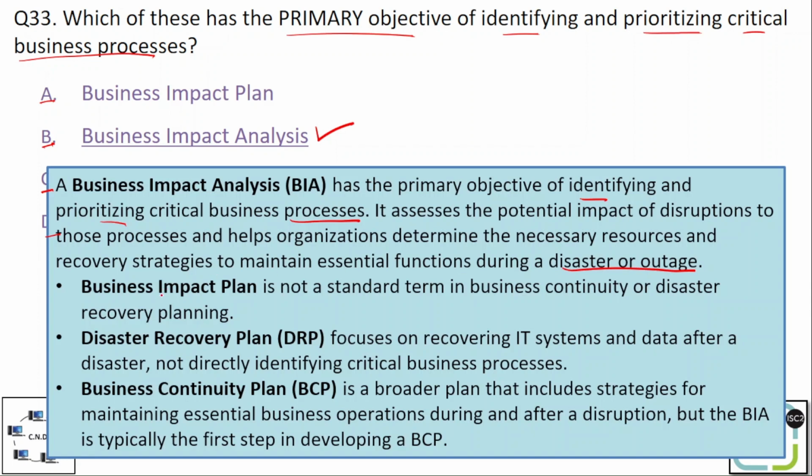While the other options, such as business impact plan, is not a standard term in business continuity or disaster recovery planning. Disaster Recovery Plan, or DRP, focuses on recovering IT systems and data after a disaster, not directly identifying critical business processes. And Business Continuity Plan, BCP, is a broader plan that includes strategies for maintaining essential business operations during and after a disruption, but the BIA is typically the first step in developing a BCP.